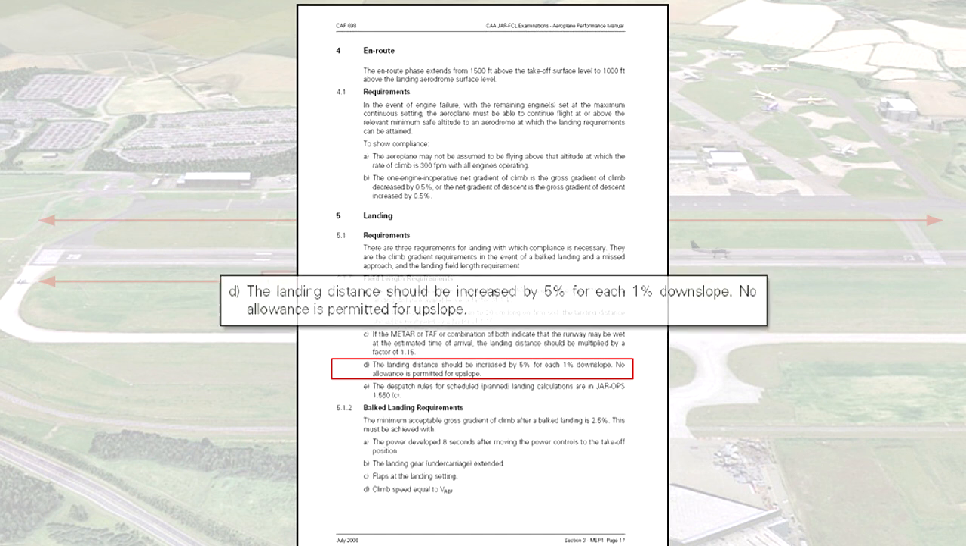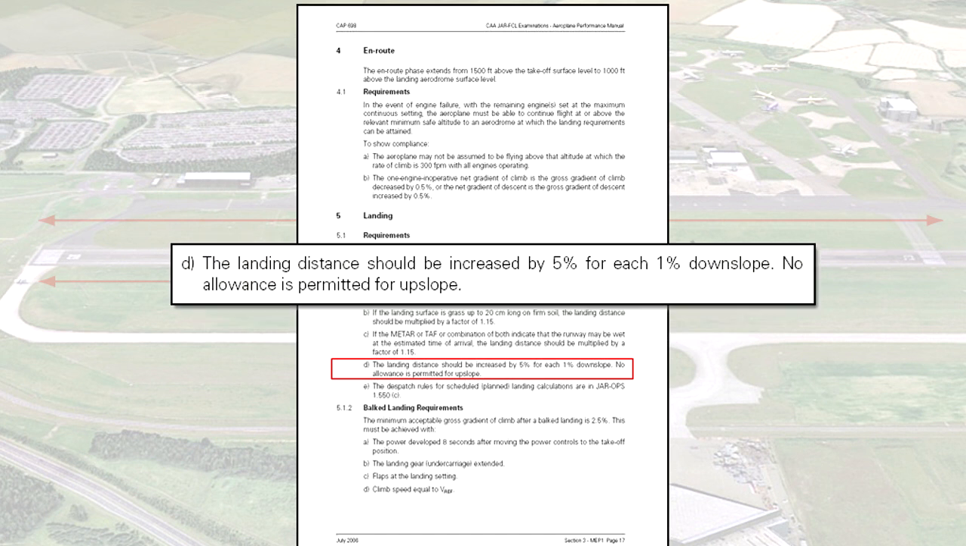Point D states that the landing distance should be increased by 5% for each 1% downslope. This means that for a 1% downslope, the landing distance should be multiplied by a factor of 1.05. Therefore, for a 2% downslope, the factor would be 1.1.